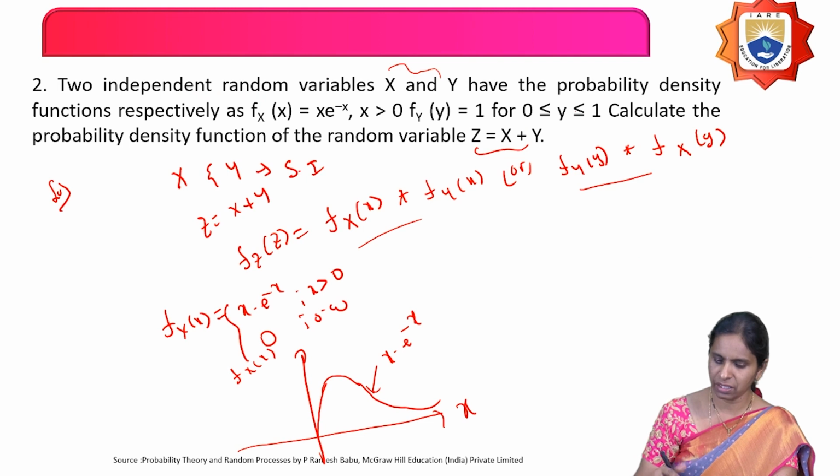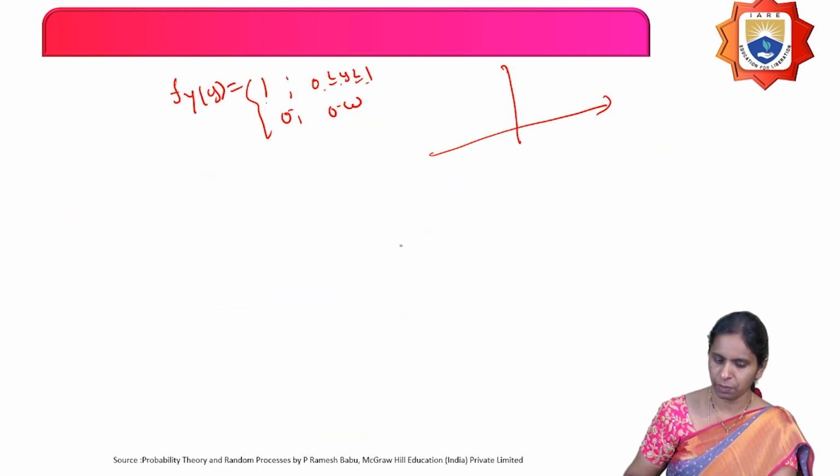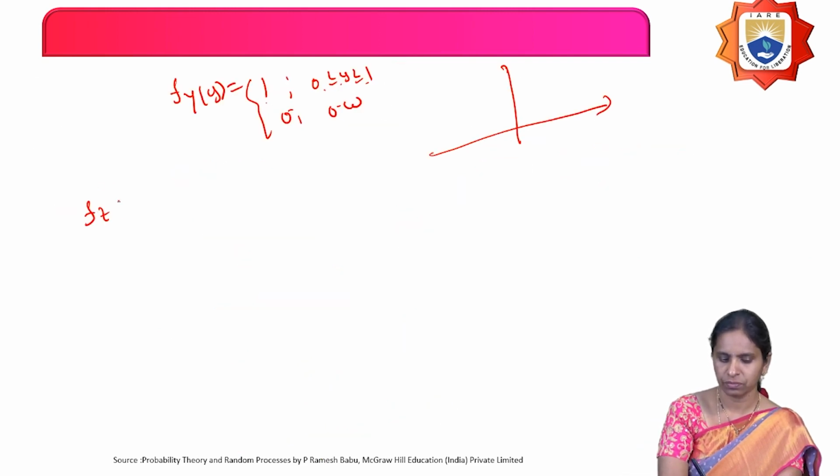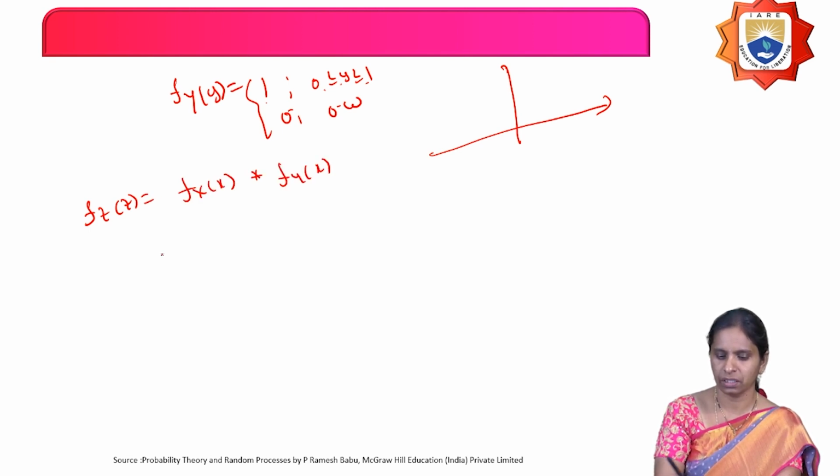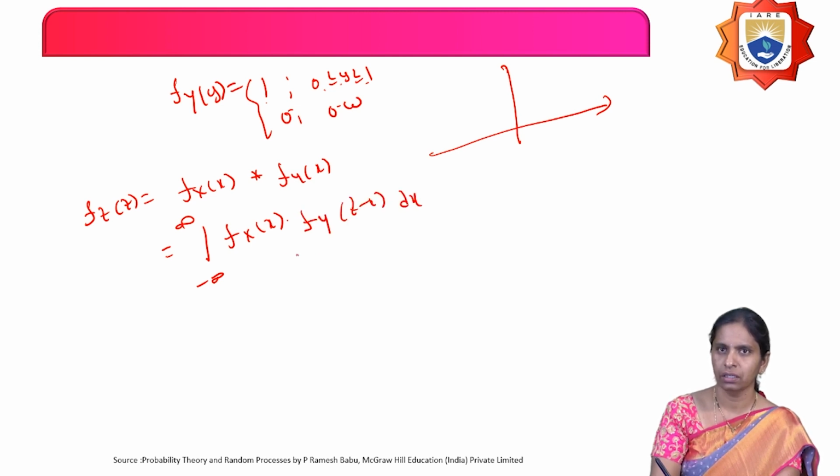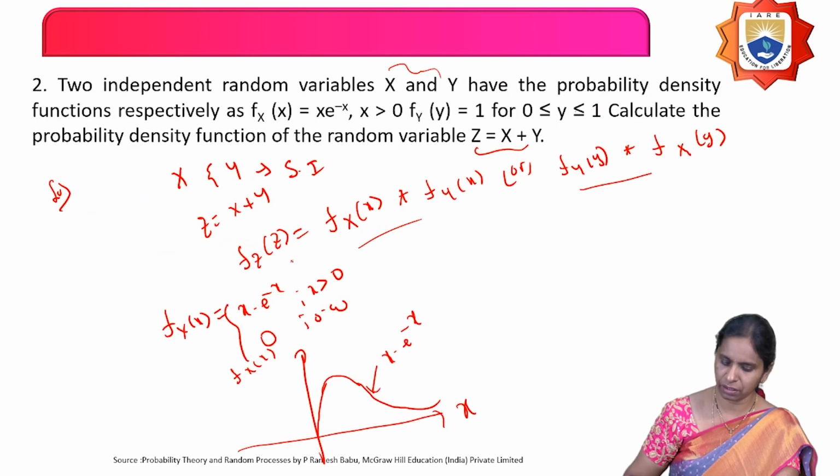And what is the density function formula here? f_Z(z) equals f_X(x) convolved with f_Y(x), that equals the integration from minus infinity to infinity of f_X(x) f_Y(z minus x) dx. So you have plotted here f_X(x).